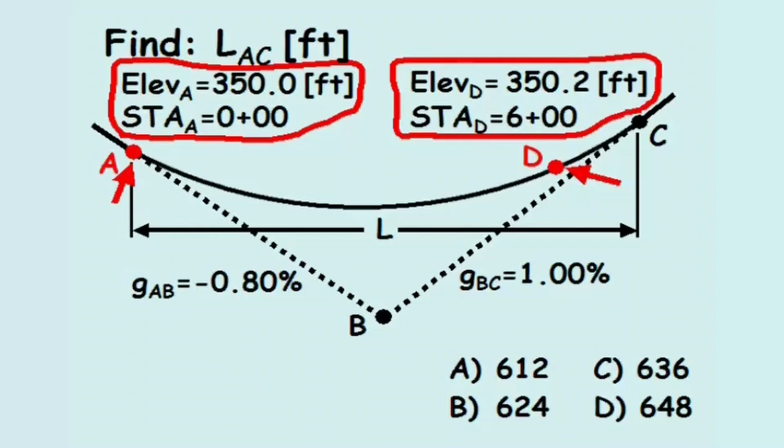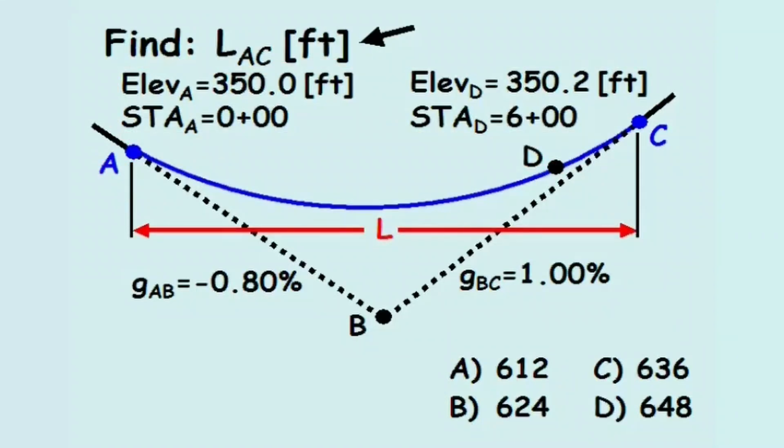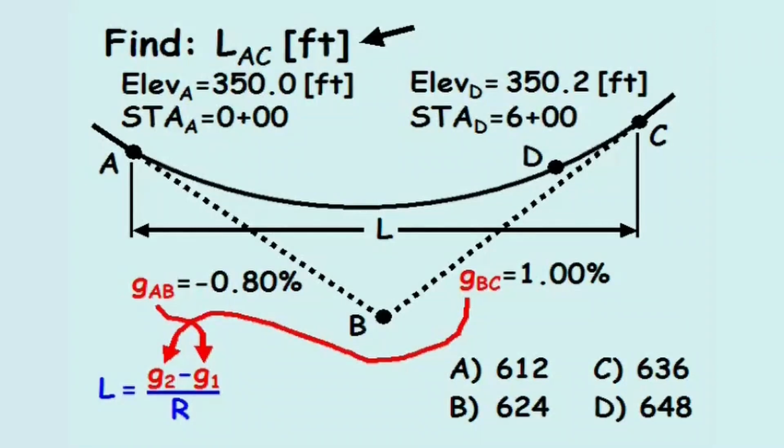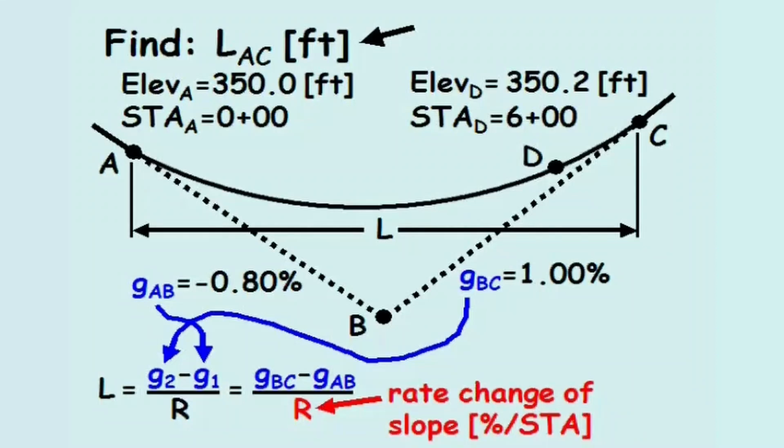The problem asks to find the length of the vertical curve AC in feet. The length of a vertical curve equals G2 minus G1 all divided by R, where G2 and G1 refer to the grades, or slopes, of the line segments tangent to the end and beginning of the curve, written as a percentage. The variable R refers to the rate change in slope along the curve and is in units of percent per station. We can determine the value of R from the equation of the curve.